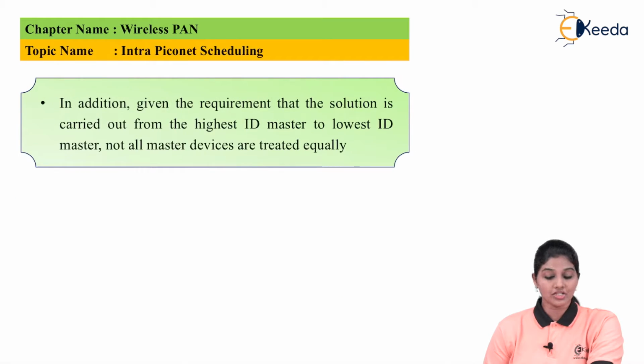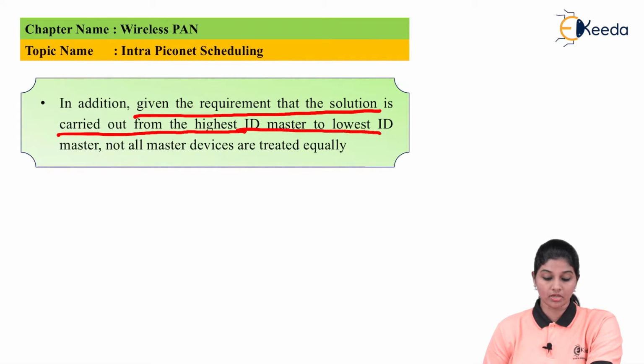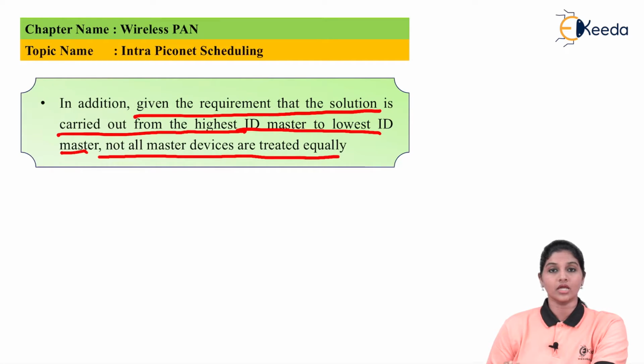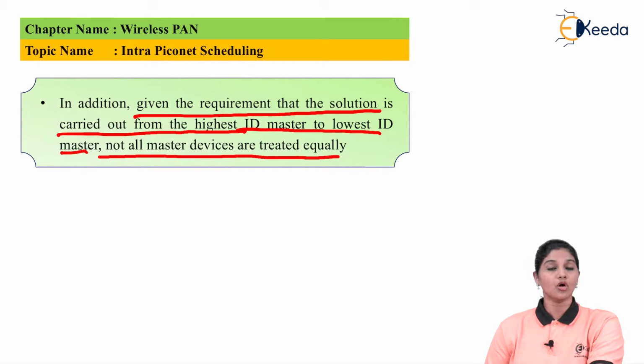The next point is that, in addition to the given requirement, the solution is carried out from the highest ID master to the lowest ID master, so not all the master devices are treated equally. That means only the master having the highest ID gets a chance for the Piconet scheduling, but the masters having lower IDs do not get a chance for scheduling. Therefore, there will be no fairness in the process.